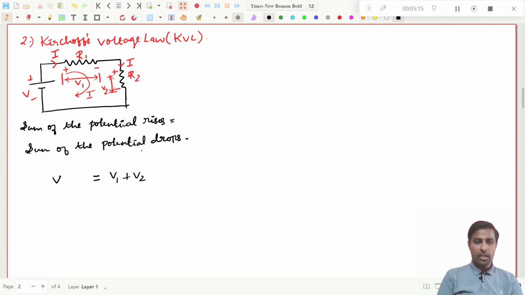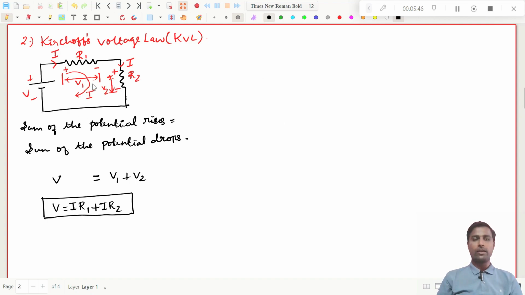That's all. So this is the expression. Now you see this V, which is equal to, what is V1? Voltage, I into R1. So here you write I into R1 plus, what is V2? V2 is I into R2. So you write here I into R2. That's all. So this is the final expression for Kirchhoff's voltage law in this loop, in this closed path, or it will be considered as a loop, right?